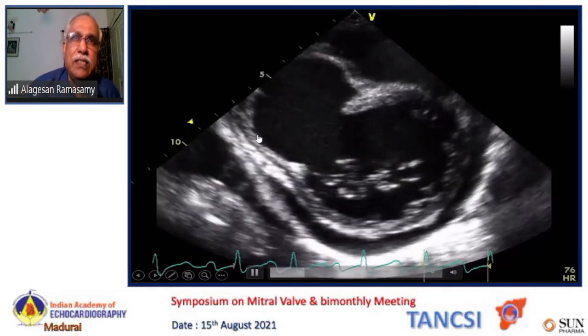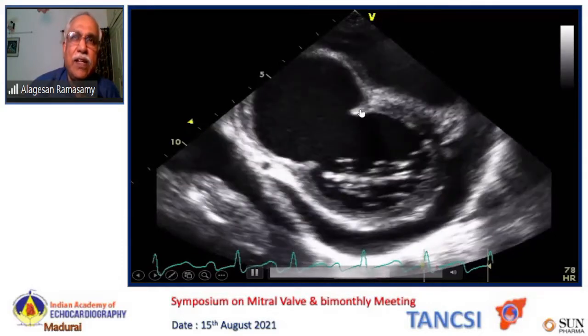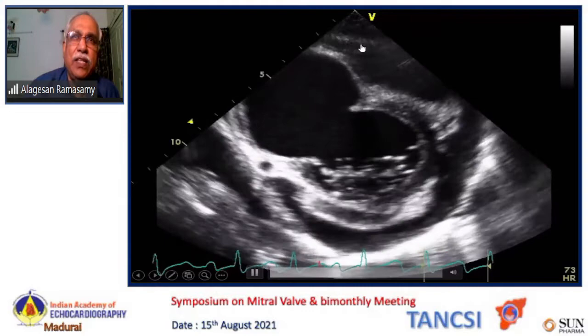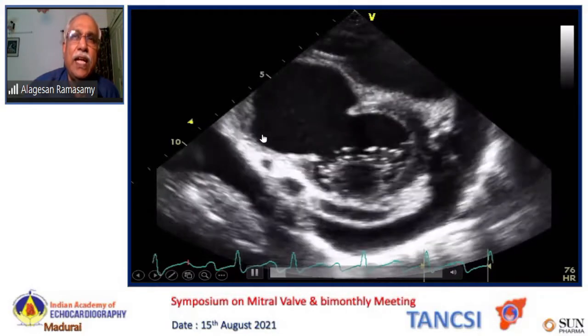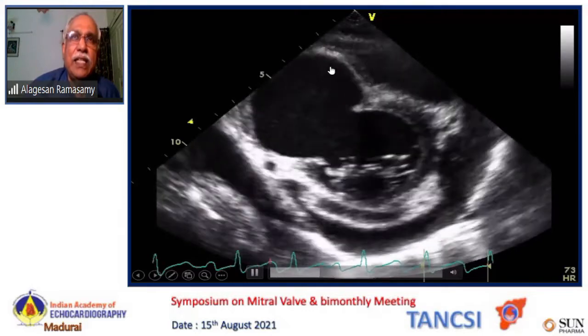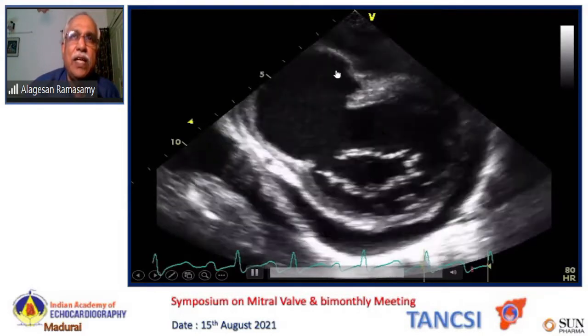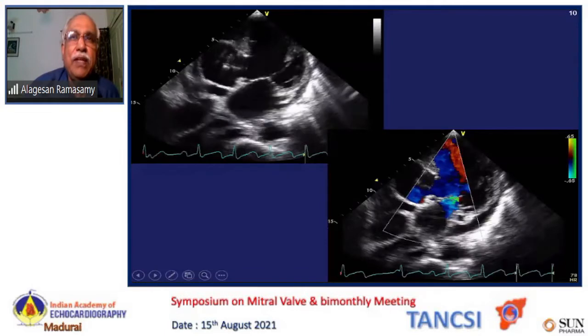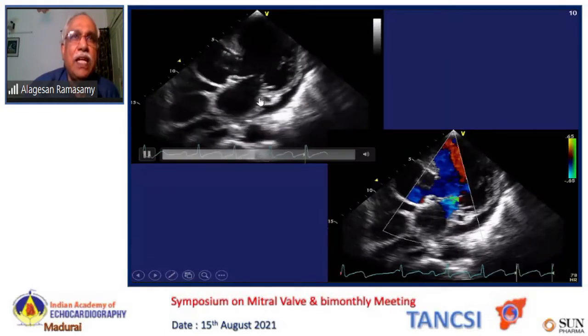So there is a large extension of the chamber, the left ventricle, into the right ventricle. And you can see some movement of this wall of the new chamber also. We'll image it further in other views.